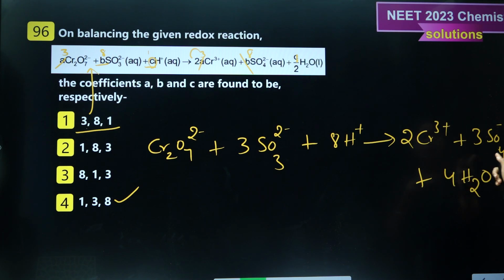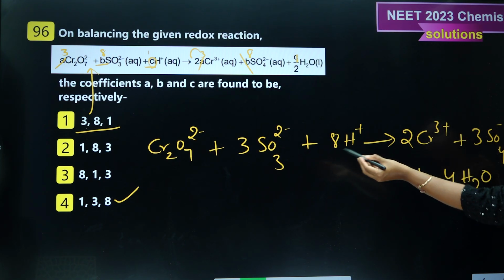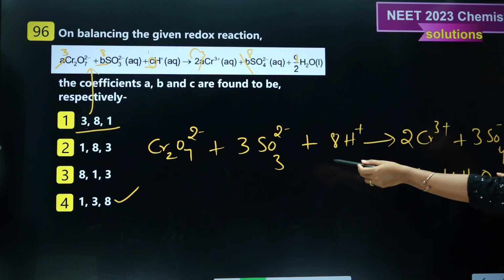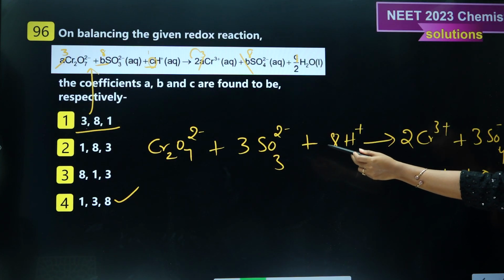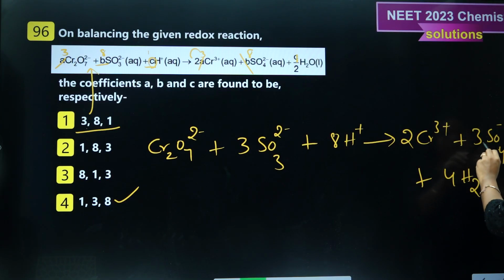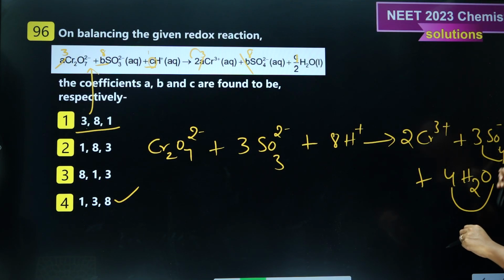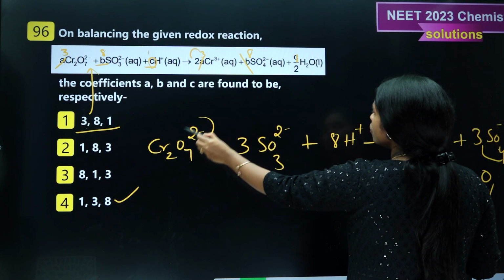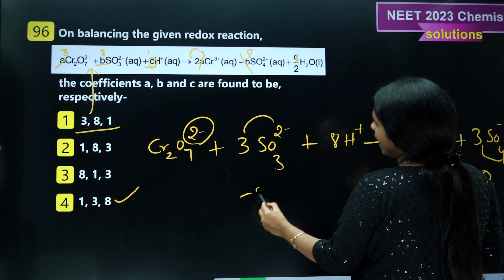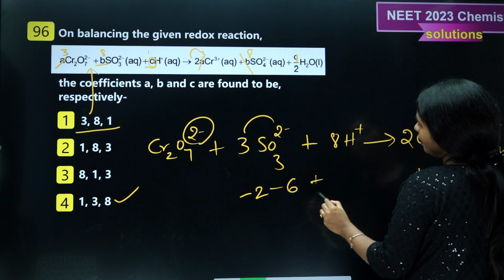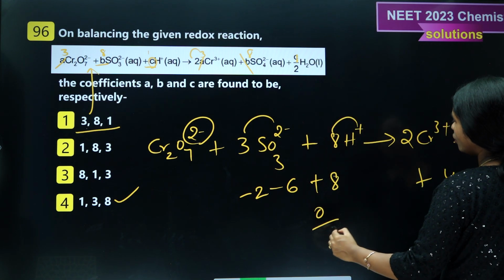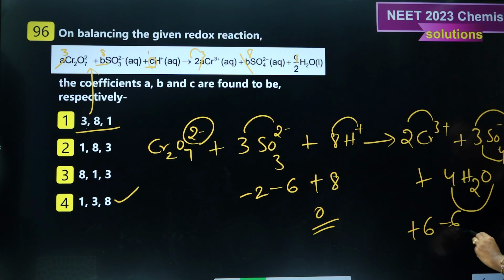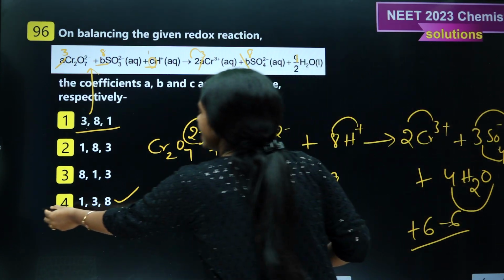You can check it out, the charge also, number of atoms of chromium balanced, sulfur here 3 balanced, and hydrogens balanced, oxygens there 7 plus 3 3s are 9, 9 plus 7 16, here 3 4s are 12, 12 plus 4 16, oxygens also balanced, and you can find out the charge: here minus 2, here 3 into minus 2 minus 6, minus 2 minus 6, and plus 8 into plus 1 plus 8, it is neutral charge, and 2 3s are 2 into plus 6, and 2 3s are minus 6, so neutral charge also balanced. So option 4 is the correct answer.